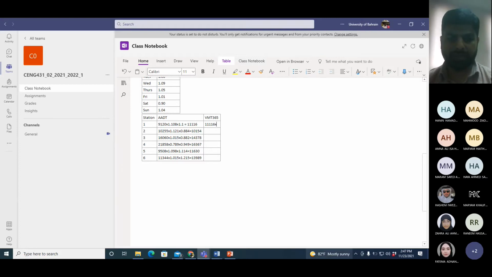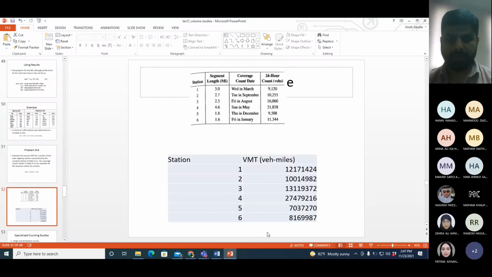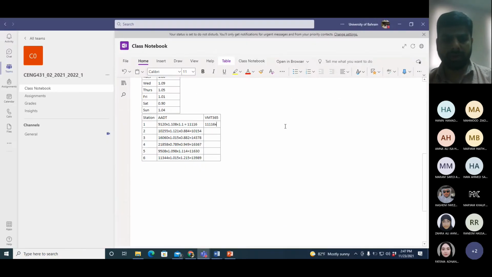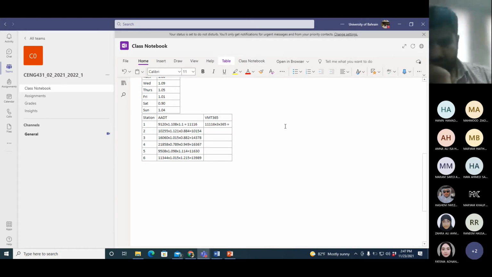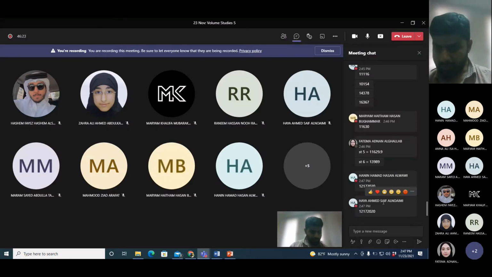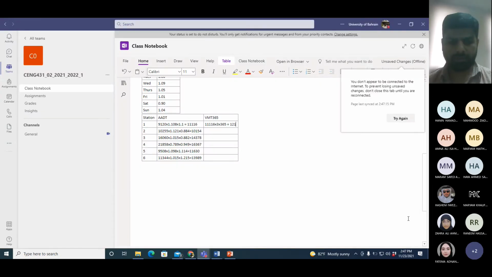multiply by its length. Length is given, 3 miles for the first section, so multiply by 3, multiply by 365. Okay, how much is it? It will be a very, very large number, I know. How much is it? 121722020. Okay.